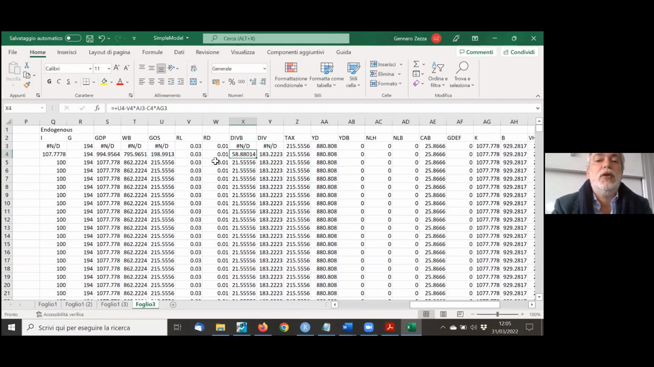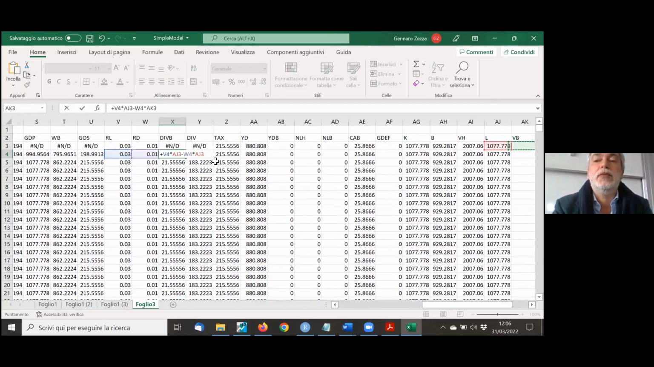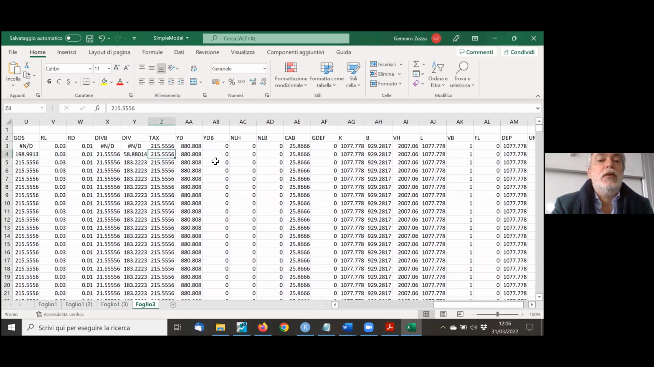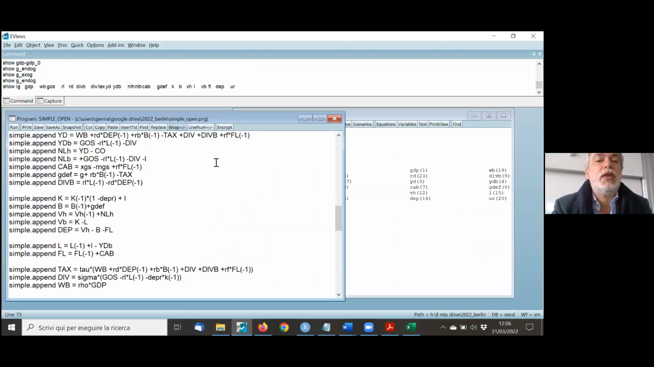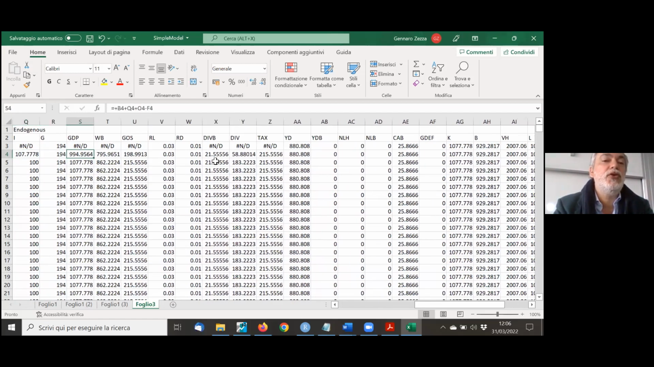So these were the dividends of firms. So I don't want them to be here, I want them to be here. The dividends of banks are equal to the interest rate on loans times the opening stock of loans, minus the interest rate on deposits times the opening stock of deposits. The taxes are messy. Anyway, I'm not going to do this for everything. I just wanted to show you the procedure.